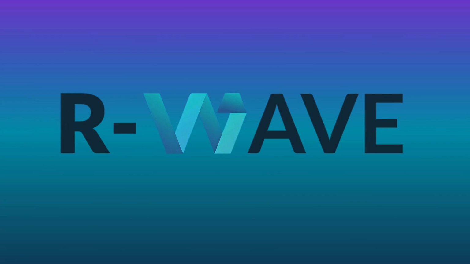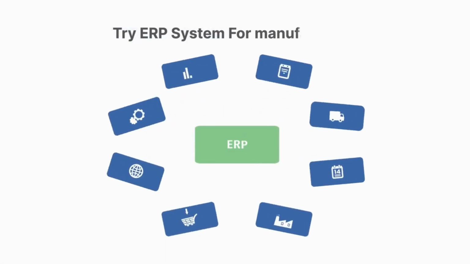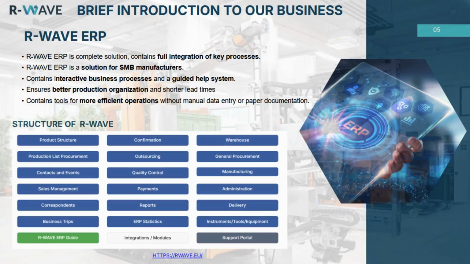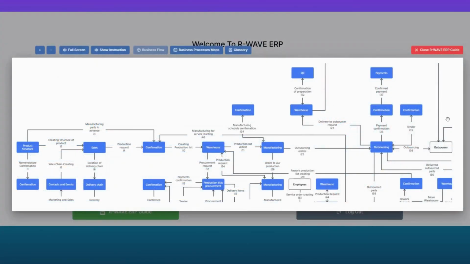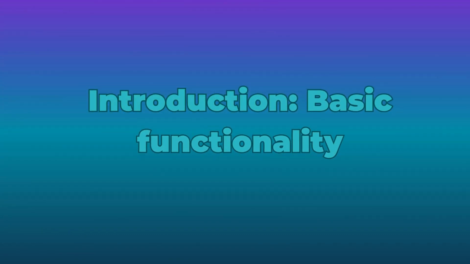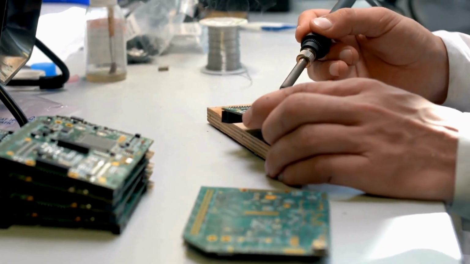In this video, we'll walk you through the basic functionalities of our R-WAVE ERP system, a complete, proven solution for small and medium-sized manufacturers. You'll see how we set up and connect key processes, all in one seamless flow. Let's jump right in. Let's assume we are a company that produces electronic components.